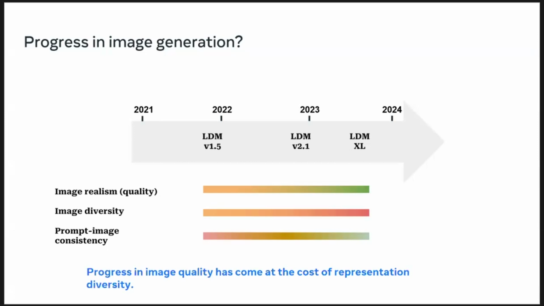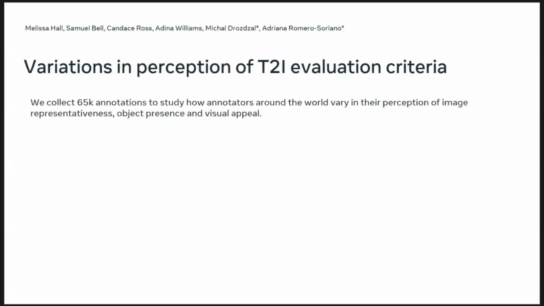So as mentioned, and as reiterated by both of these analyses, progress in image quality comes at the cost of representation diversity. And so we followed up the work with a large-scale annotator study in different regions of the world to understand how annotators in different regions vary in their perceptions of a common evaluation criteria for text-to-image models. We collected 65,000 annotations to study how these annotators perceive image representativeness, object presence, and visual appeal.